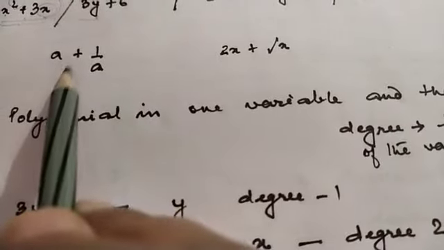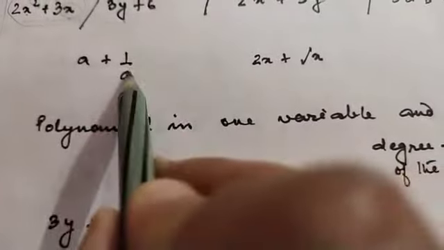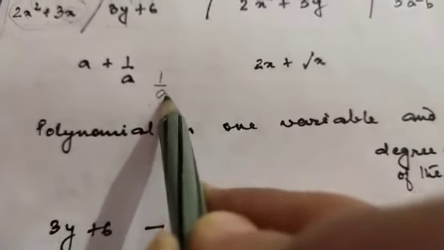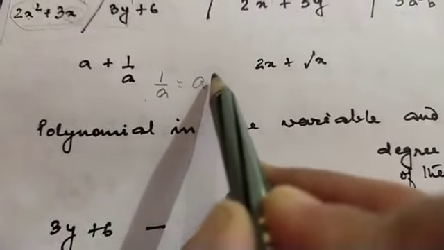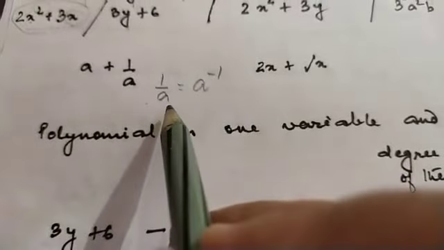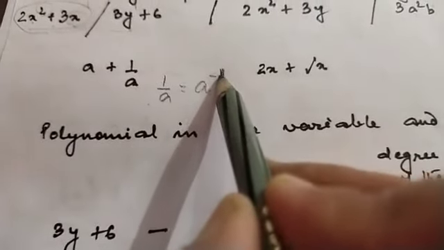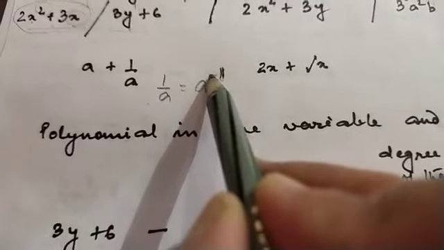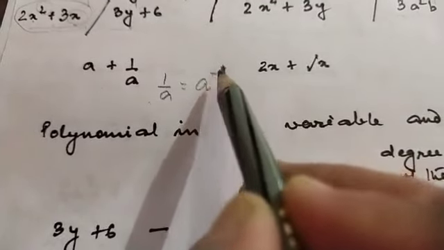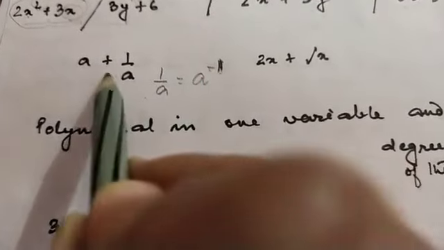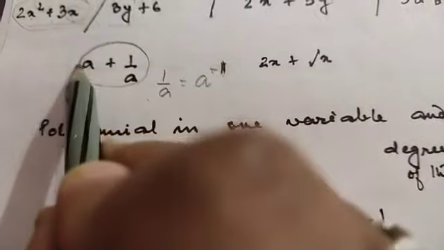But then if I have an expression as a plus 1 by a. This 1 by a means what? 1 by a is equal to a raised to power minus 1. Okay, 1 is an integer, but then the sign is what? It is bearing a negative sign. So this is not a polynomial.